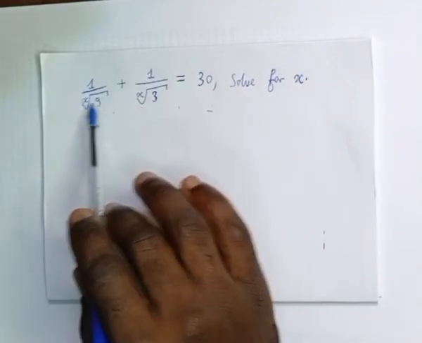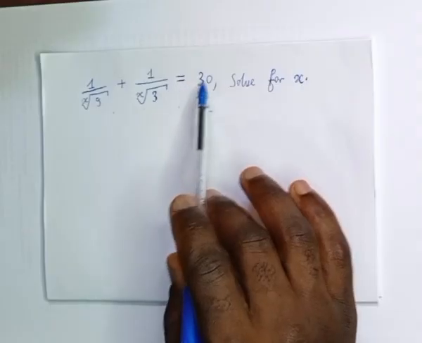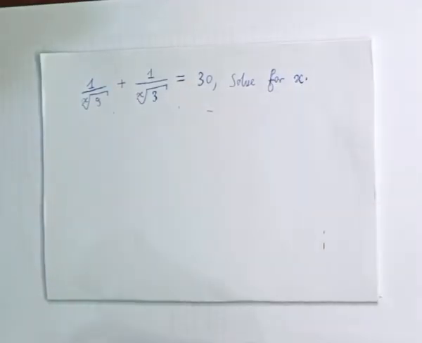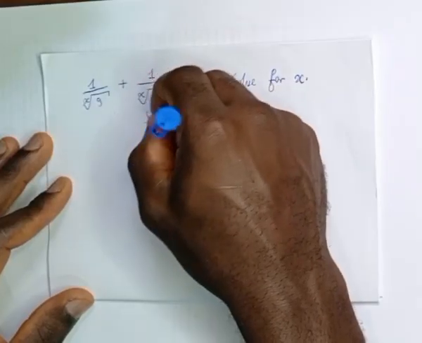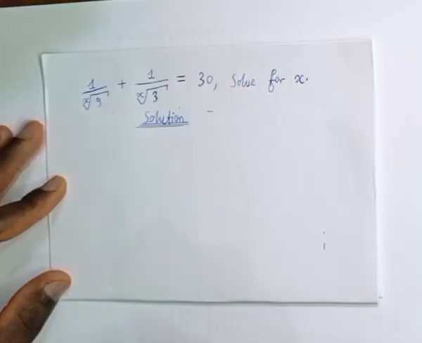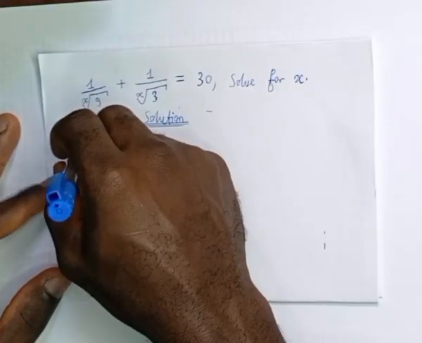1 over the x root of 9 plus 1 over the x root of 3 is equal to 30. Solve for x. First, we are going to start by writing down the following formula.